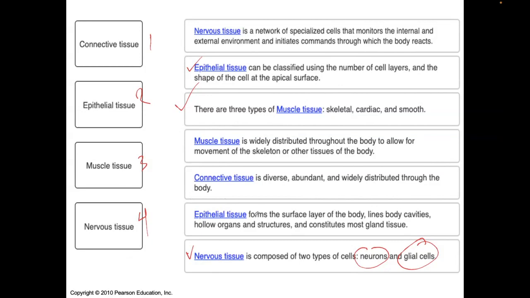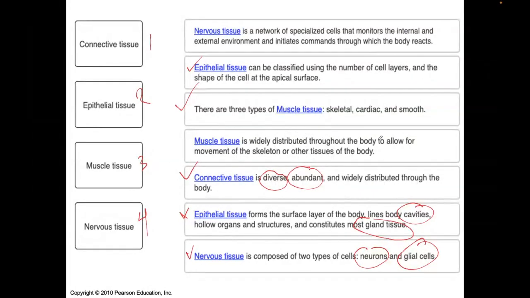Let's look at epithelium again. Blank forms the surface layer of the body. That means the covering layer. It lines body cavities or tubules and can also make up glands. That's going to be epithelium. Which is the most diverse and abundant and widely distributed tissue? That's going to be connective.